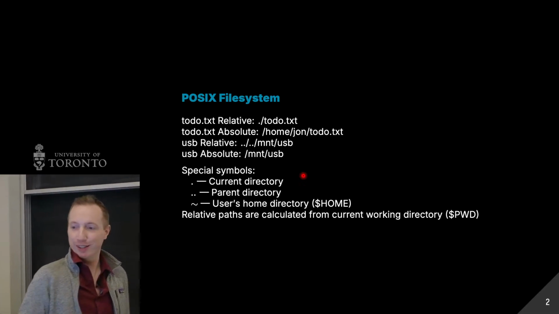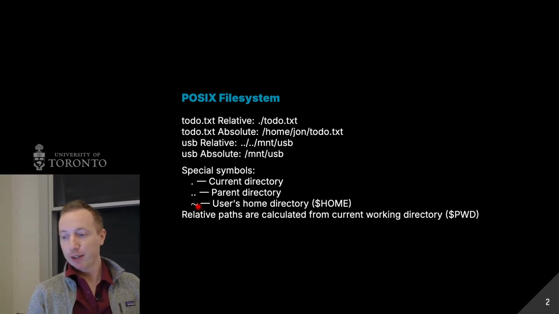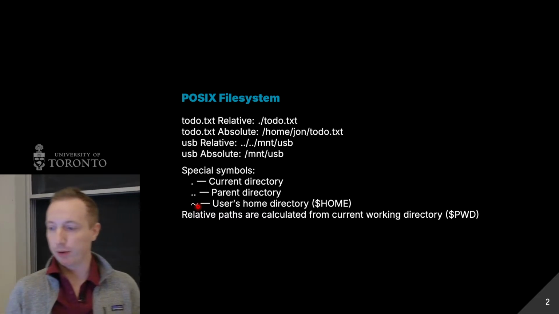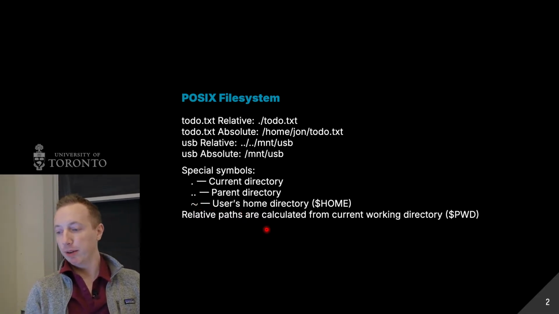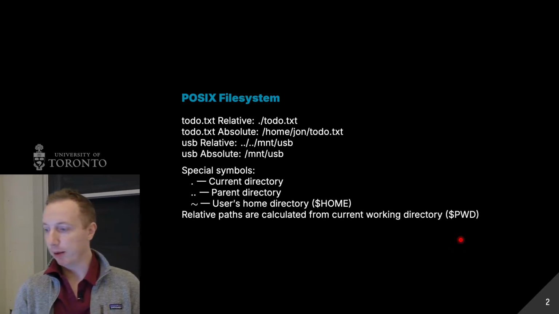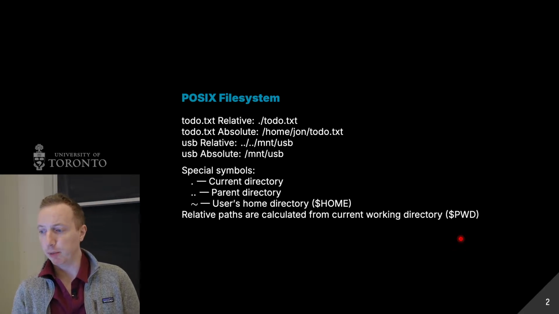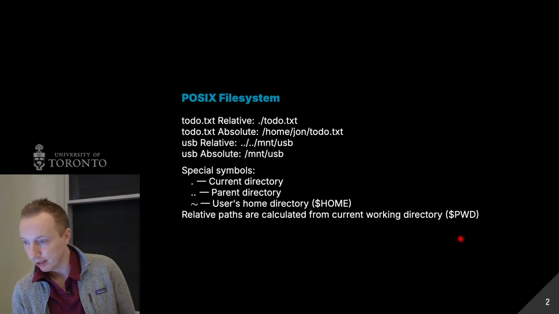Cool story, huh? Sweet. And the other special character is the tilde character. That's the user's home directory, whoever is currently logged in. And then the relative paths are calculated from the current working directory, which is given by this environment variable, or you can type like cwd and see what the current working directory is.